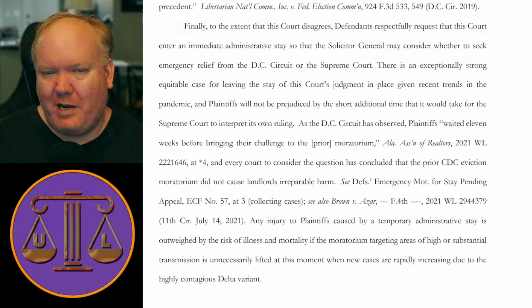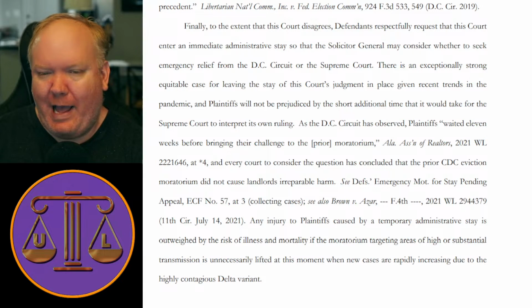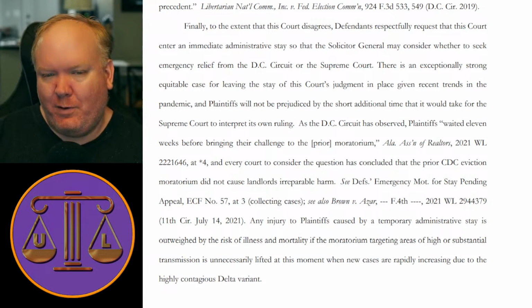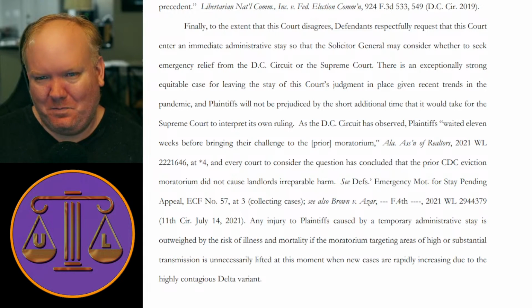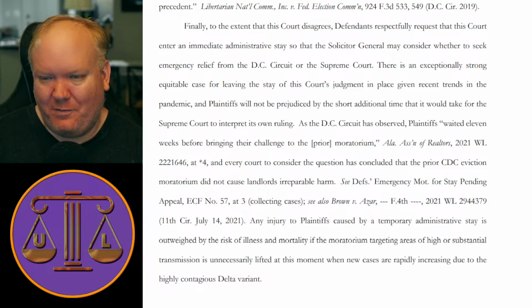Defense respectfully requests the court enter immediate stay. There's an exceptionally strong equitable case for leaving the stay in court given recent trends. And the plaintiffs will not be prejudiced by the short additional time it would take for the Supreme Court to interpret its own ruling. As the D.C. Circuit has observed, plaintiffs waited 11 weeks before bringing their challenge. And every court to consider the question concluded the prior CDC eviction moratorium did not cause landlords irreparable harm.